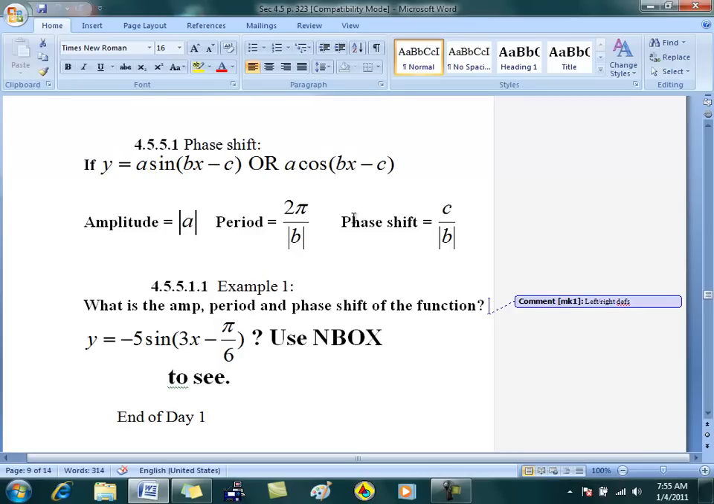Know how to do a sine function one cycle? Yes? Okay. Any questions?